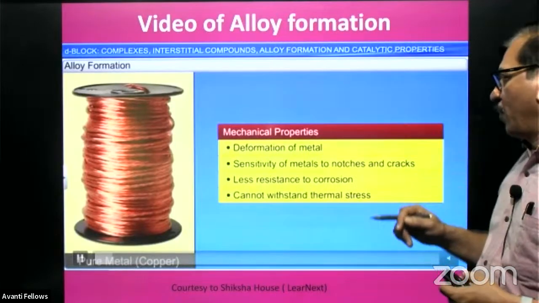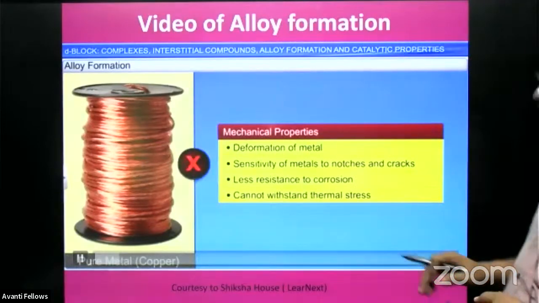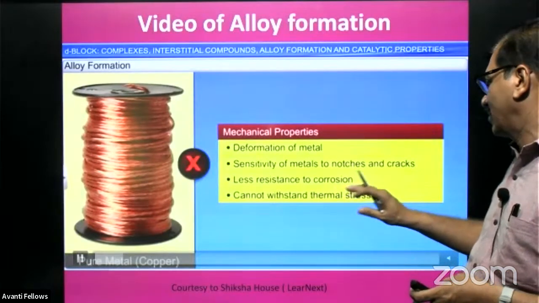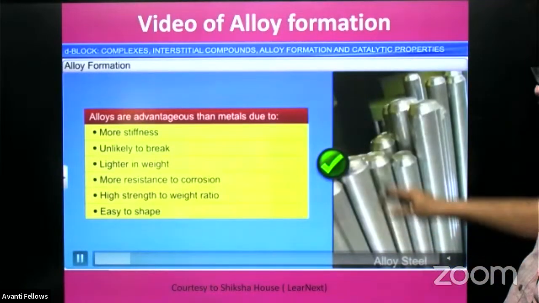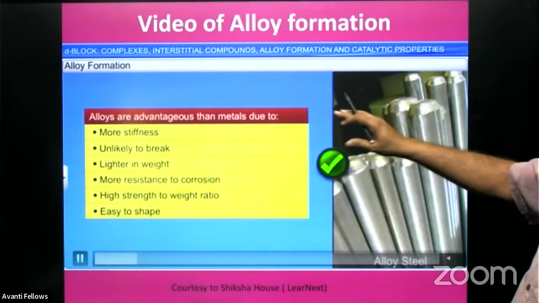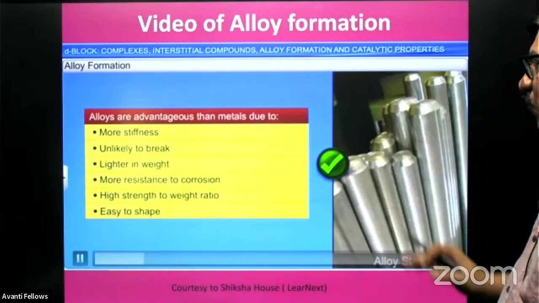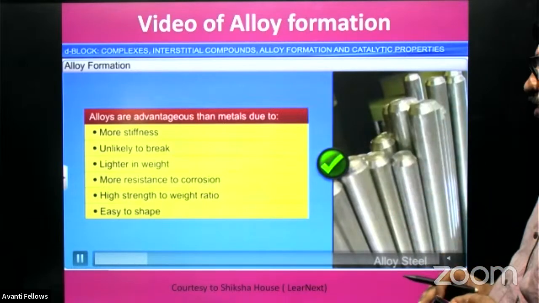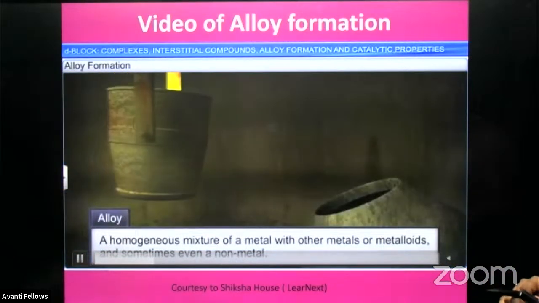Okay, the mechanical properties of metals: deformation of metal, sensitivity of metal, less resistance to corrosion, and they cannot withstand thermal stress. These alloys overcome this. They have more stiffness, are unlikely to break, are lighter in weight, more resistant to corrosion, and have a high strength to weight ratio. Okay, these are the things, right?